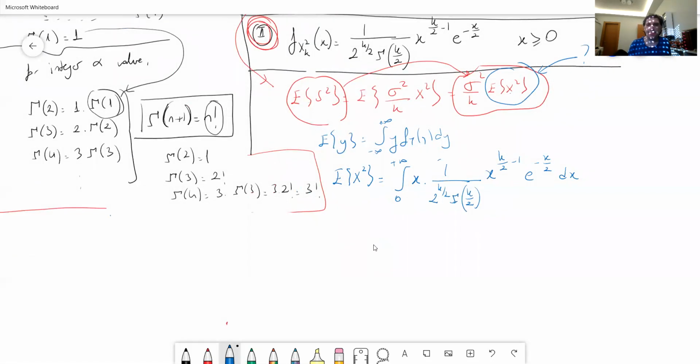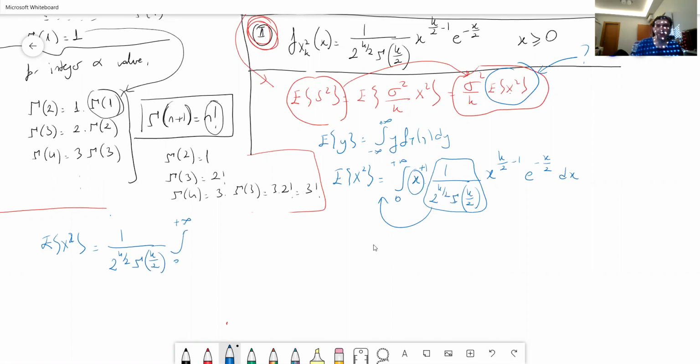And these are the constants. We can take these out of the integral, and x is going to be multiplied by x raised to the power plus 1. So these two are going to be equal to 0. So the expectation of x, the chi-square random variable, is going to be equal to 1 over 2 to the power k over 2 times the gamma function evaluated at k over 2, times the integral from 0 to plus infinity of x^(k/2) exponential minus x/2 dx.